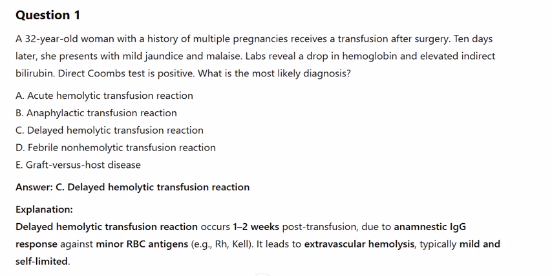Explanation: Delayed hemolytic transfusion reaction occurs 1 to 2 weeks post-transfusion due to anamnestic IgG response against minor RBC antigens, e.g. Kidd. It leads to extravascular hemolysis, typically mild and self-limited.